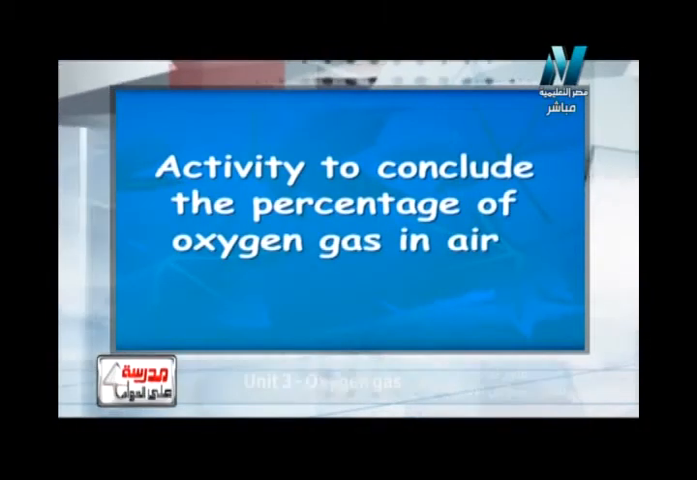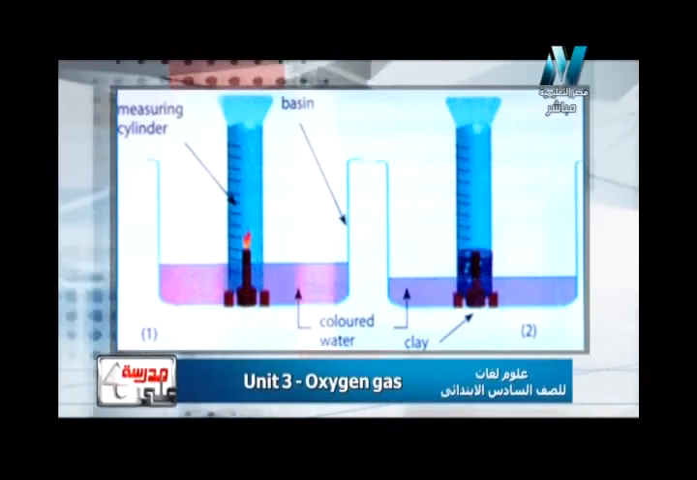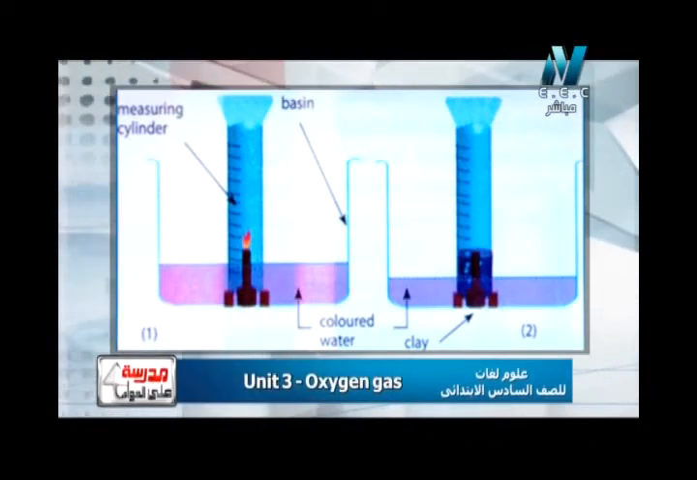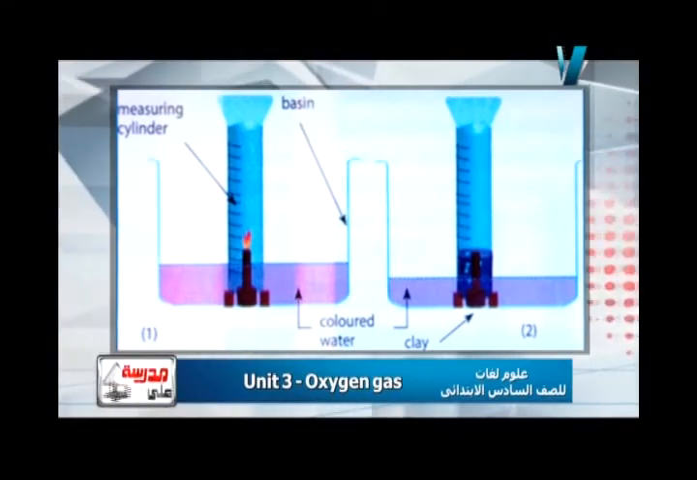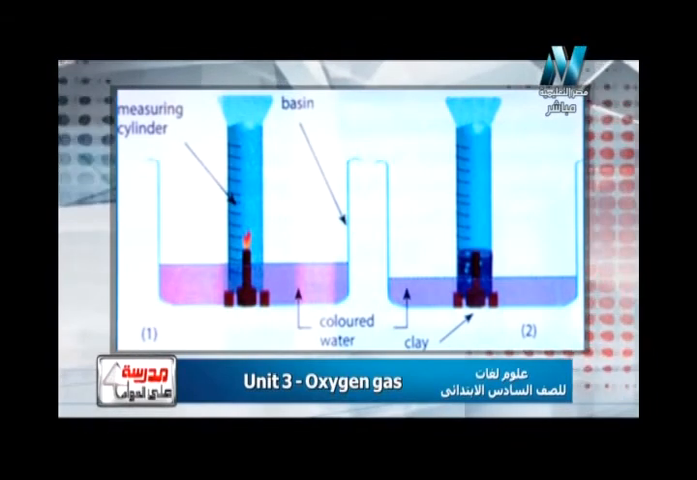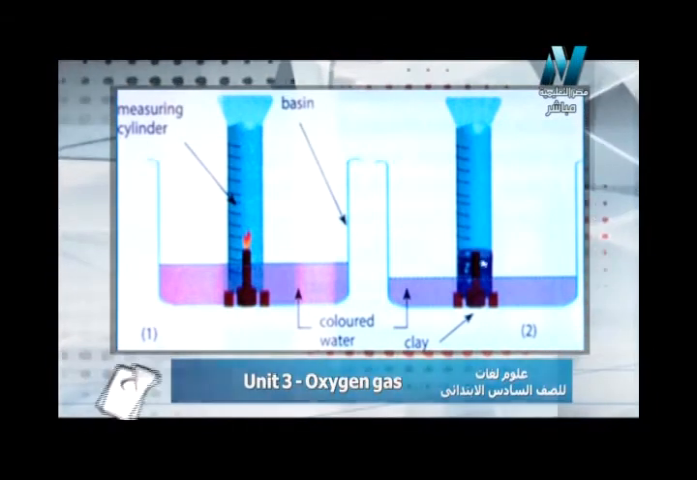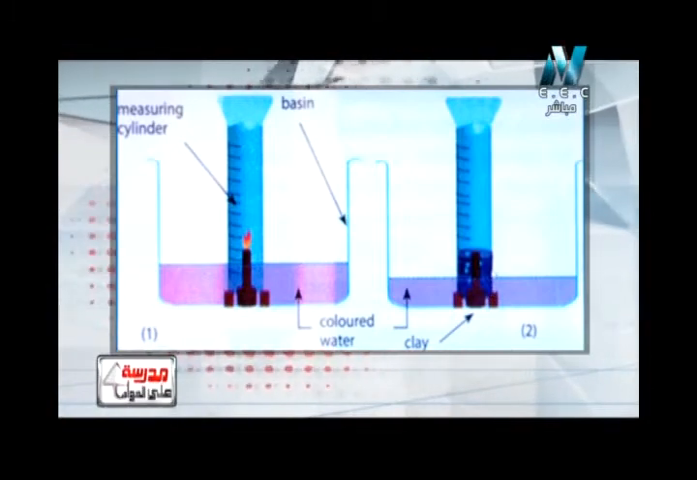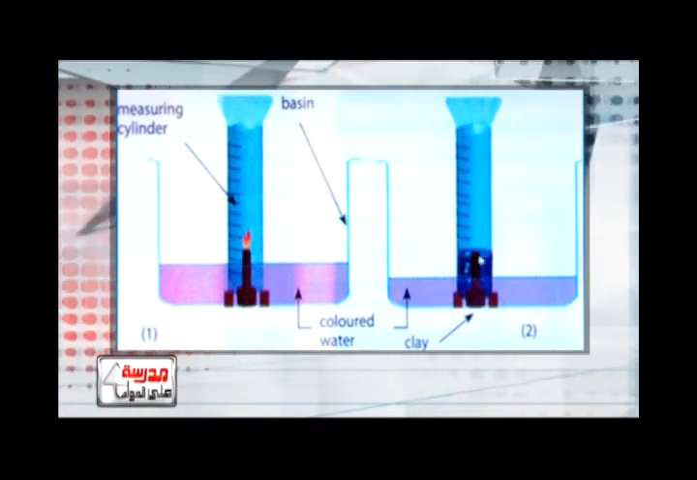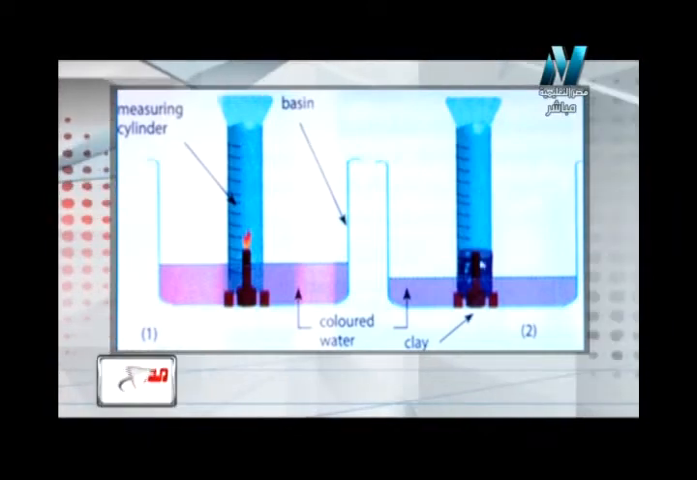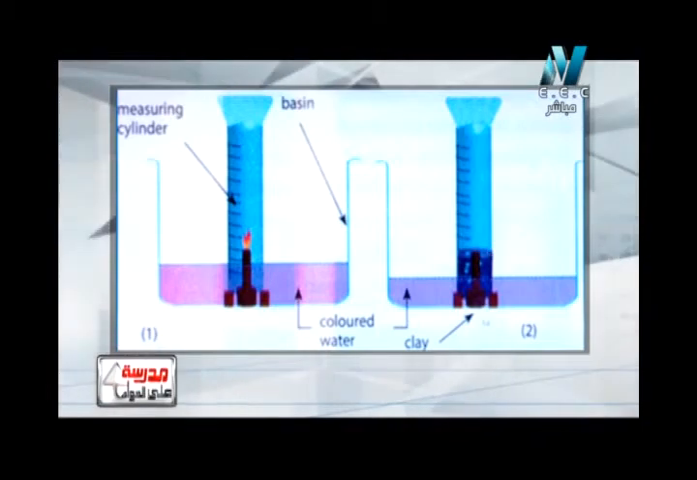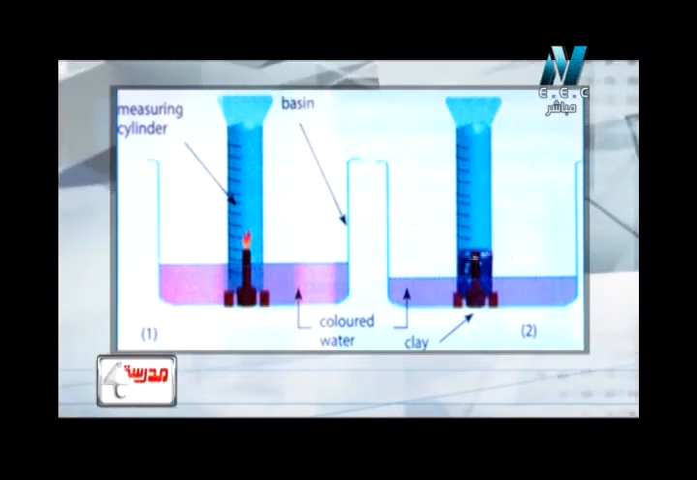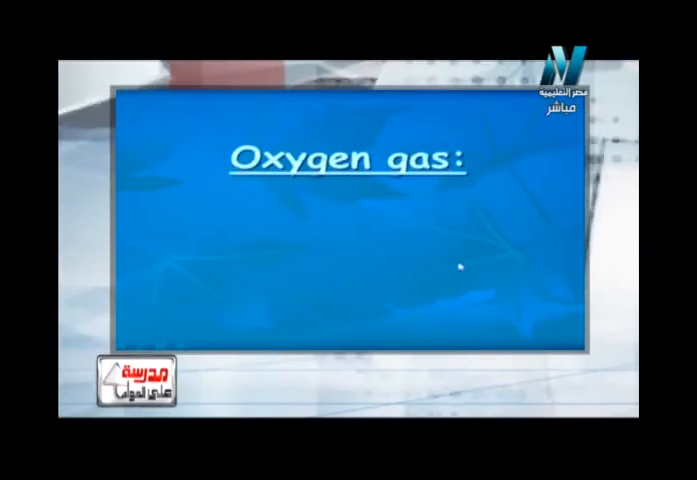So now, the activity to conclude the percentage of oxygen gas in the air: as I said, we conclude from this activity that oxygen gas occupies 1/5 or 21% of the air volume. It's a very important and easy experiment that we did to prove that oxygen gas is really 1/5 of the air volume. Look here, the water level raised. Why? Because the air inside the cylinder decreased, because the candle consumed all the oxygen gas inside the cylinder, and so the water compensates for the decrease of oxygen gas.